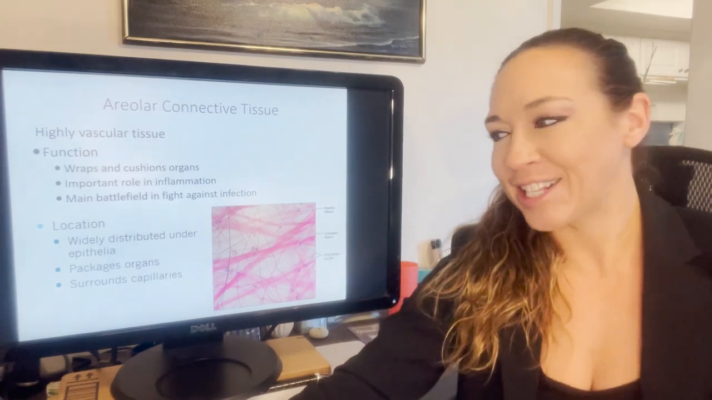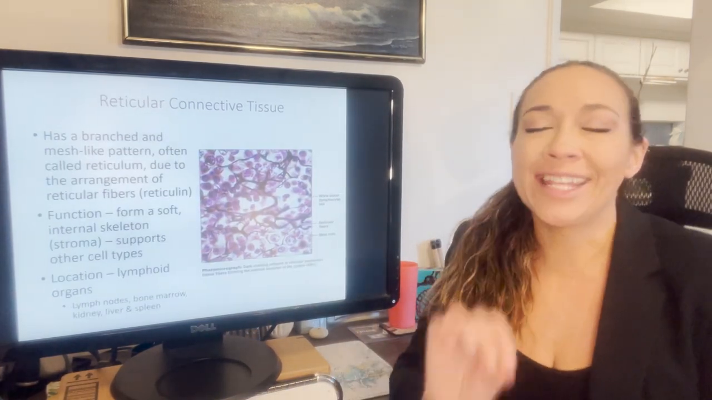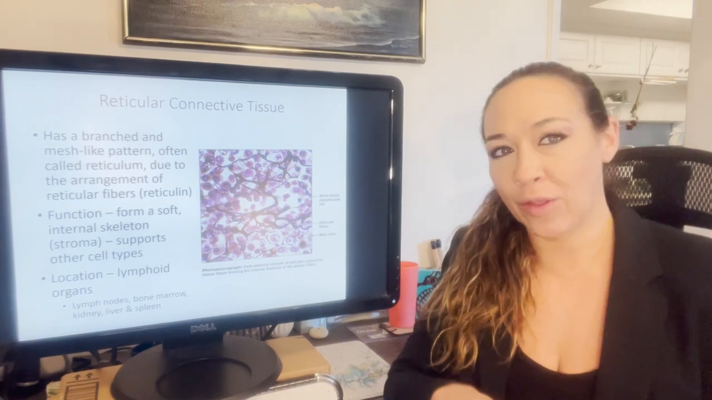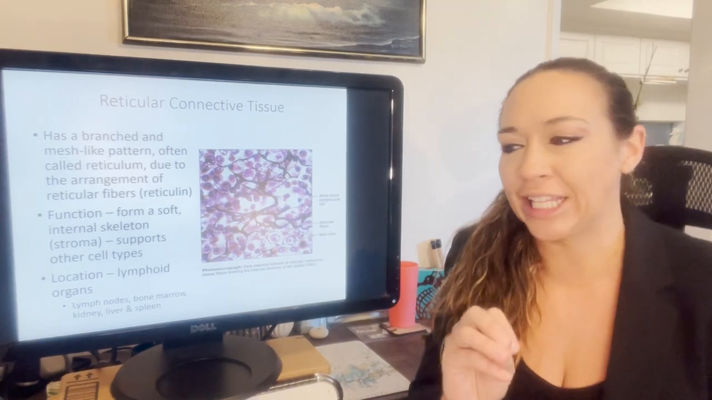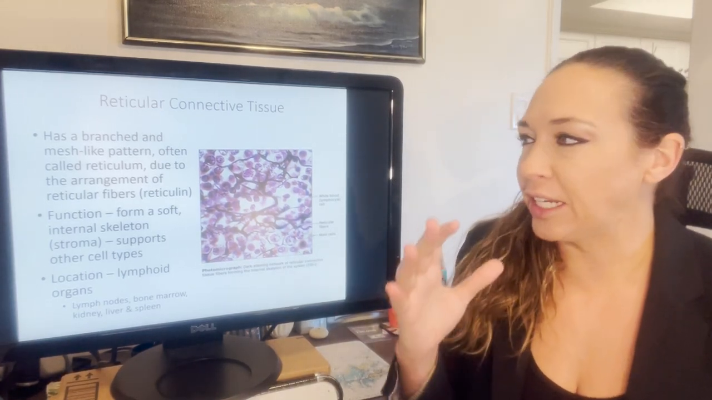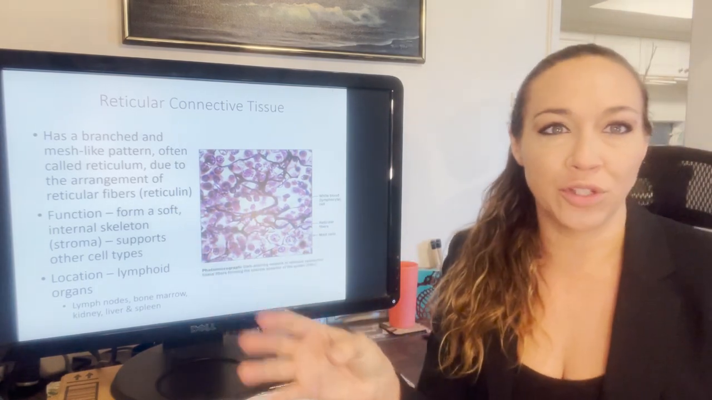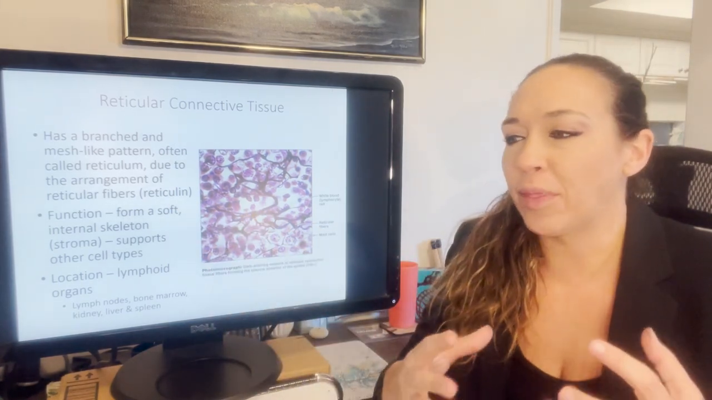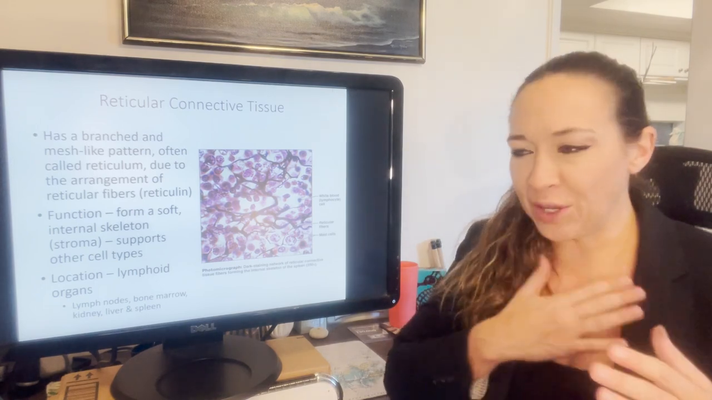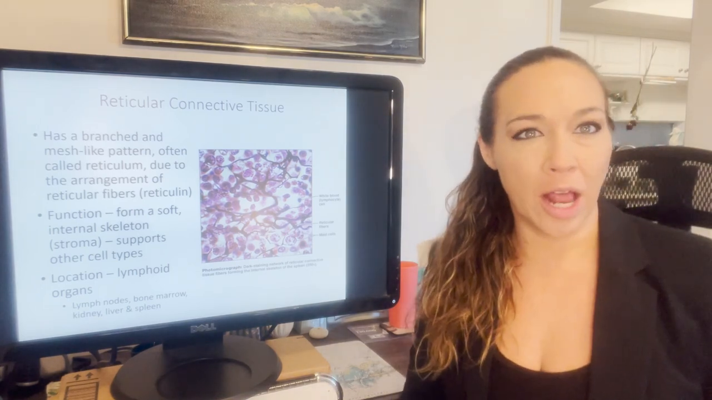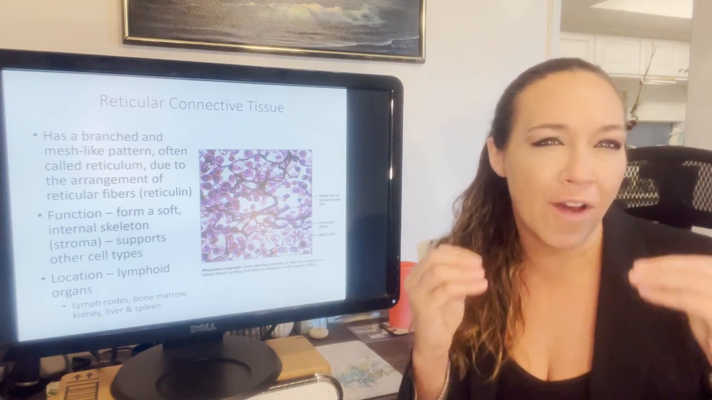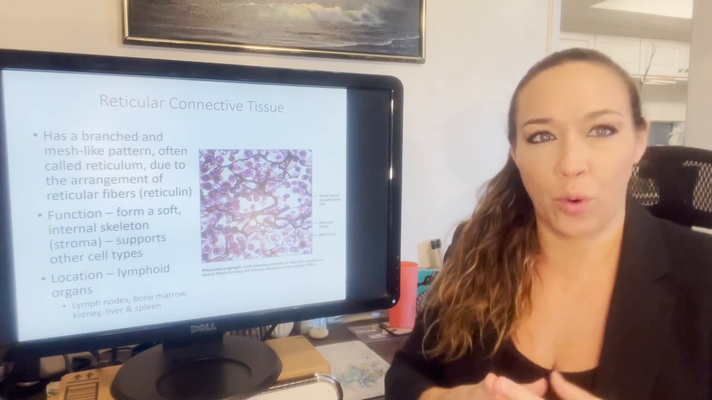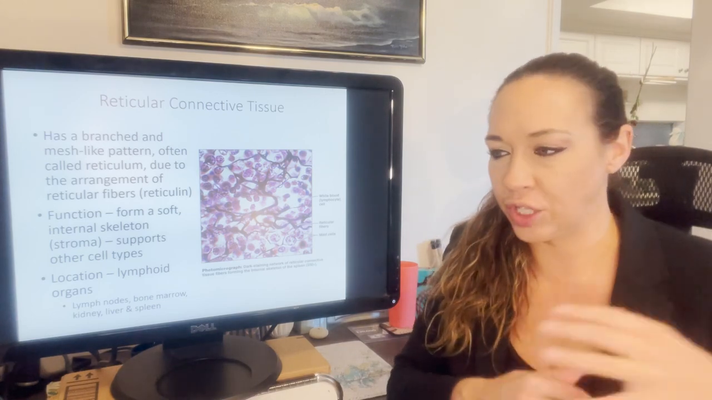Okay, moving on to the next one, we have the reticular connective tissue. So now this is connective tissue, but it is known as reticulated. And essentially all that means is that it has these reticular fibers known as reticulin inside of them. And that's basically used for support, right? As long as we have this reticulin, thick fibers, we now have a lot more support than we would in, say, other connective tissues, right?